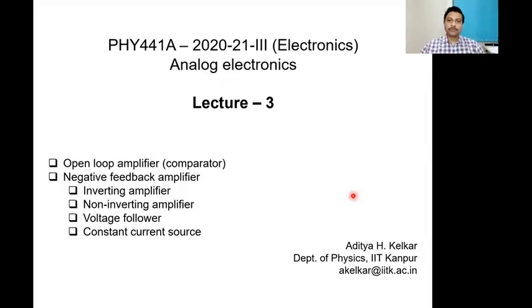So now we move forward to discussing some of the simple but highly useful circuits of operational amplifiers. And in this lecture, I'll be focusing on two main configurations. One is the open loop amplifier and its utility, and then we will move on to negative feedback amplifiers. I'll explain what negative feedback is, and then we'll discuss some circuits which are derived from this particular configuration.